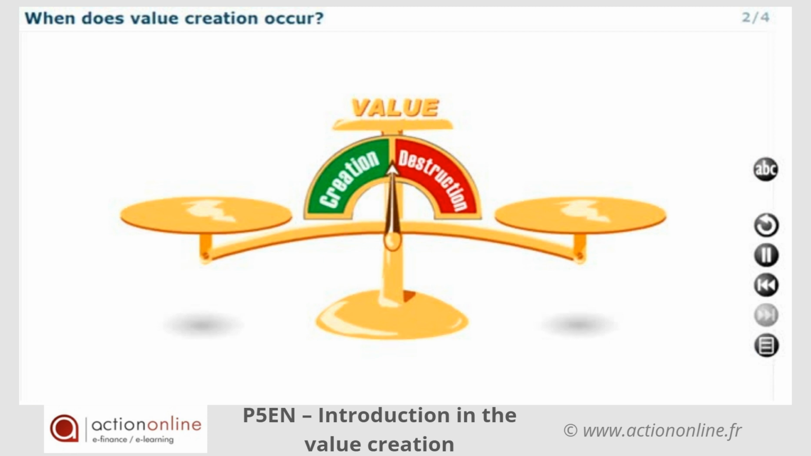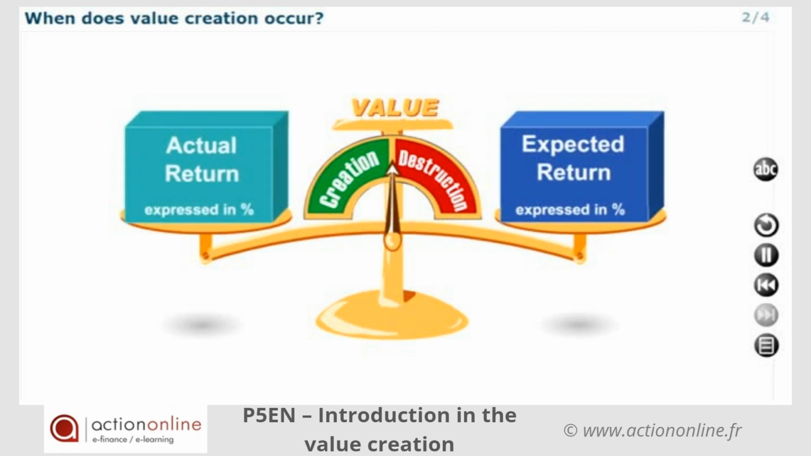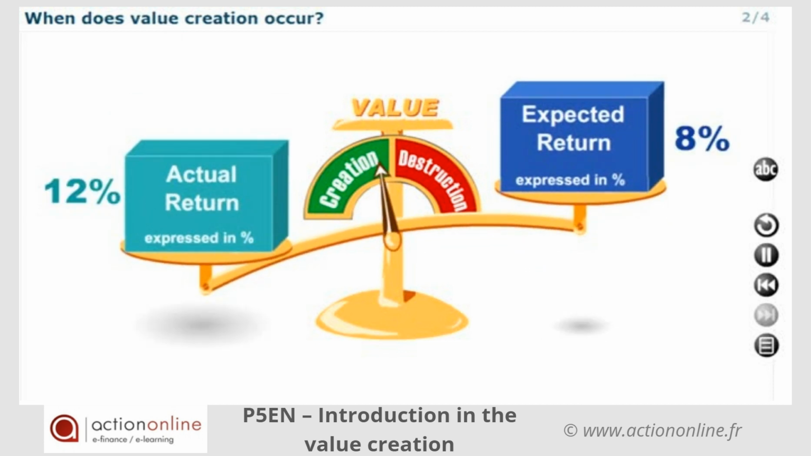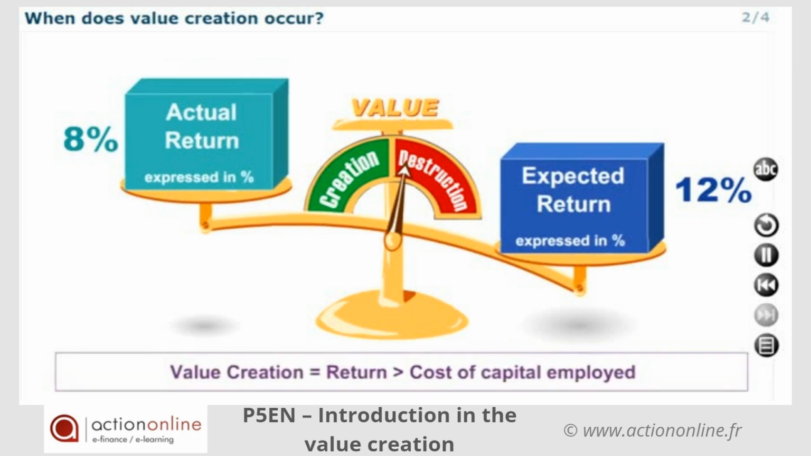Value creation, or destruction, occurs because of a difference. The difference between the expected return and the actual return achieved. Value creation exists when the actual return achieved is greater than the expected return. Value destruction occurs when the expected return is not achieved. The company creates value when its return is greater than the cost of the capital that it employs.